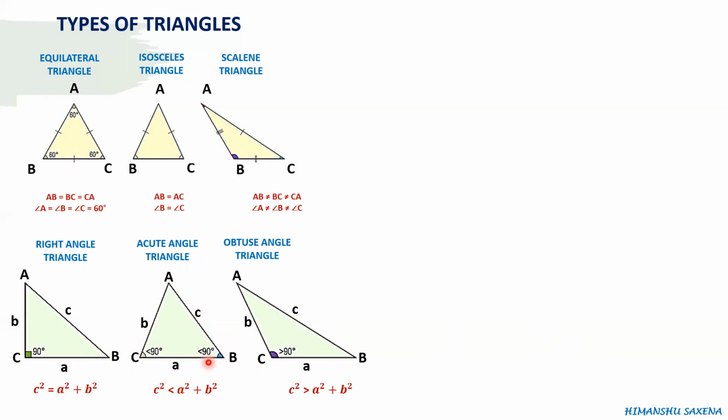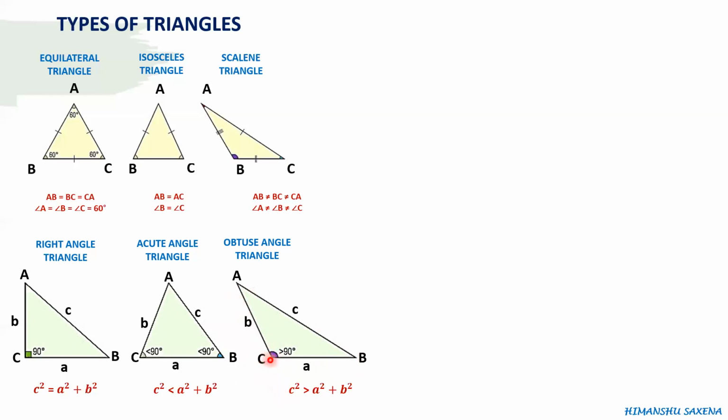In an obtuse angle triangle, only one angle would be greater than 90 and two angles would be acute. In fact, in any triangle, at least two angles would be acute angles. Maximum one angle can be obtuse or 90 degrees. So here one angle is greater than 90 degrees, or one angle is an obtuse angle. So this is called an obtuse angle triangle.